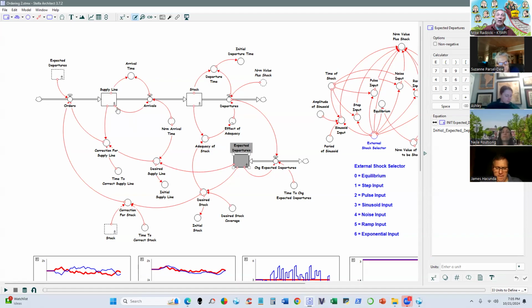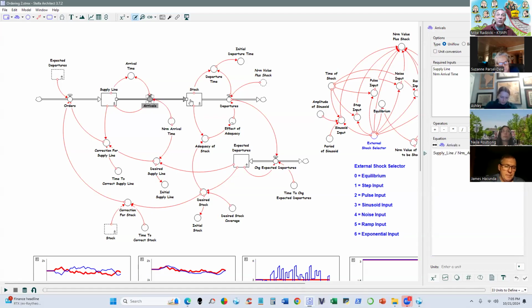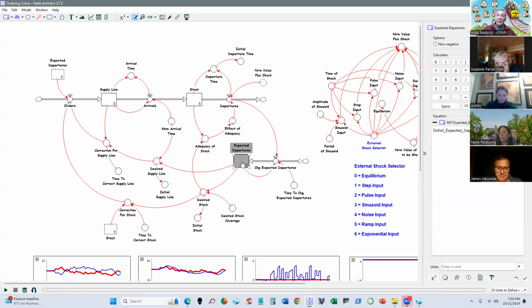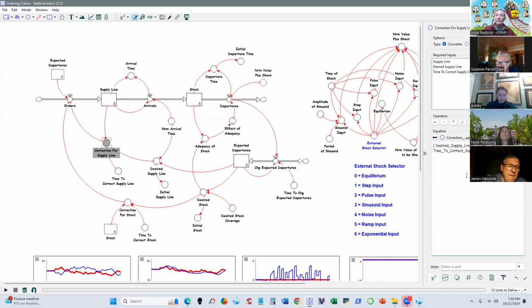So what you want in here is enough that's coming to you such that if it takes the normal or equilibrium amount of time to get here, this will be equal to this. So it's this times this that is what you want in here. And then you correct for it with a proportional control structure. And now your orders, your initiating things, are going to be the max of 0 and you correct for the stock, you correct for the supply line, and your expected departures.